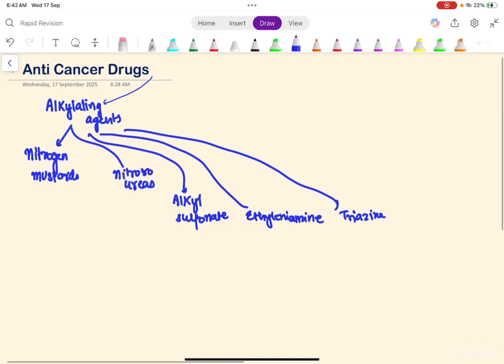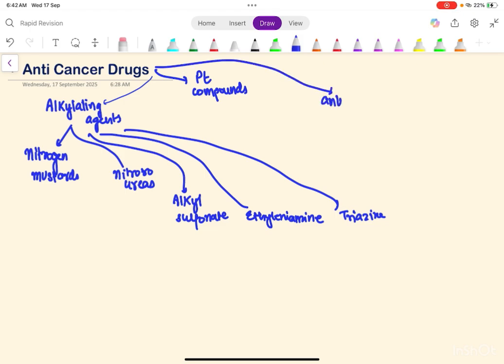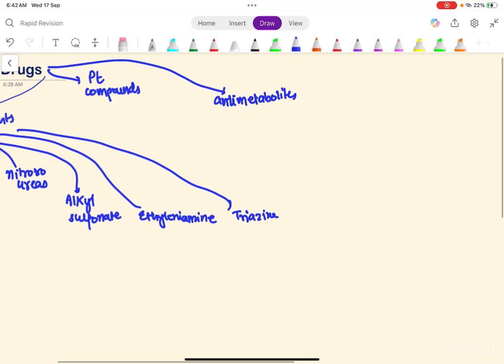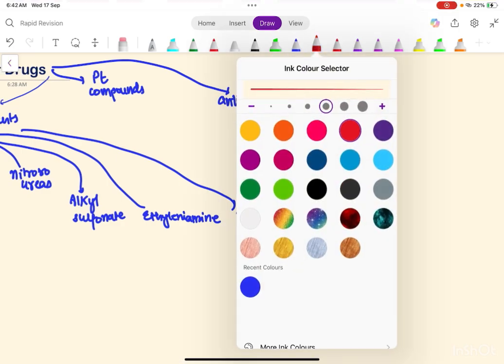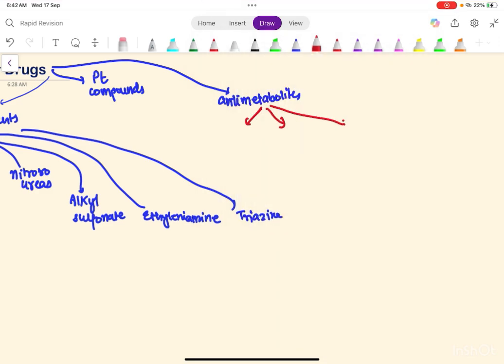Alright, then you have platinum compounds, then you have anti-metabolites. Now in anti-metabolites further there are three. So we have folate antagonist, then we have purine antagonist, and then we have pyrimidine antagonist.